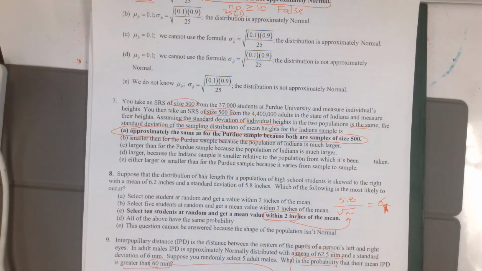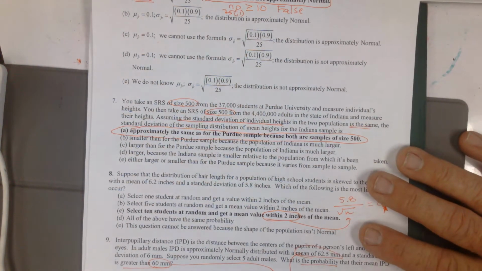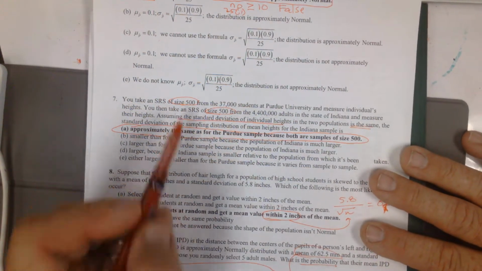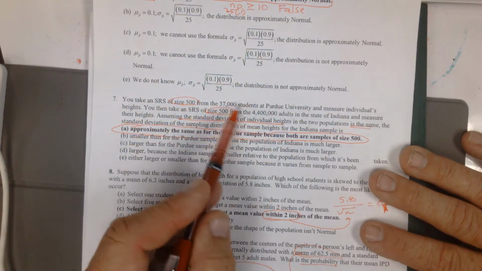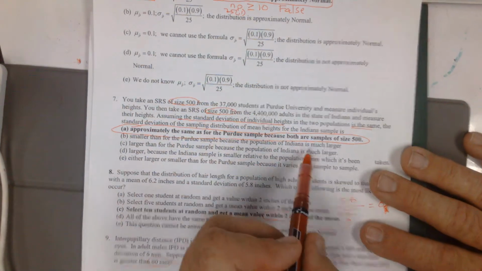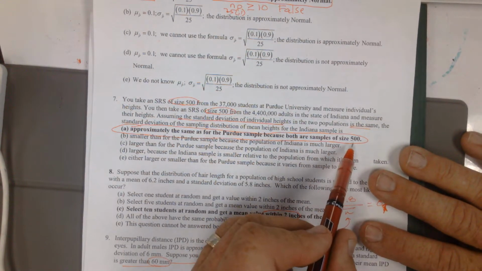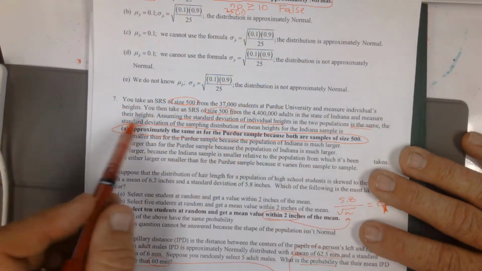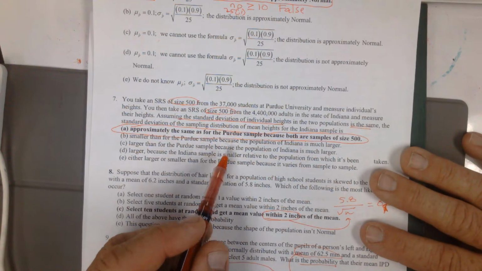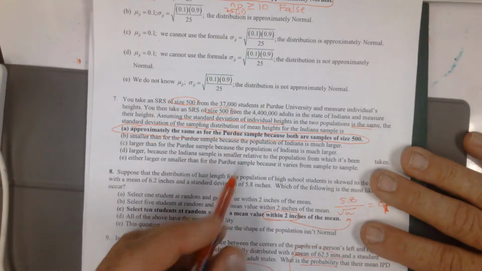Number 7, lots of words for a pretty straightforward question. Sample size is 500. Huge numbers here. Since the sample sizes are both 500, then Purdue and Indiana are going to be the same. Here's the reason why.